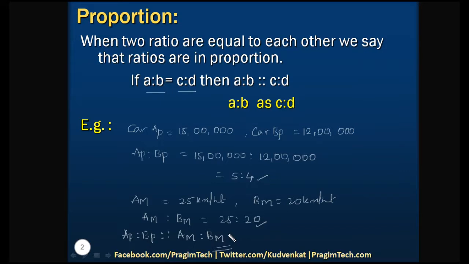Here we have to notice one point, that in a ratio the two quantities should be of the same type, whereas in a proportion all four quantities need not be of the same type. But whatever ratio we are representing should be of the same kind. Here, these two are prices, which we can represent as a ratio, and these two are mileages, which we can represent as a ratio. But these two ratios are in proportion, right?